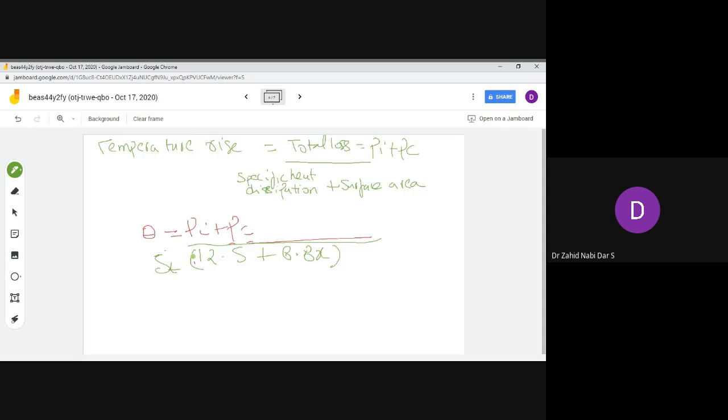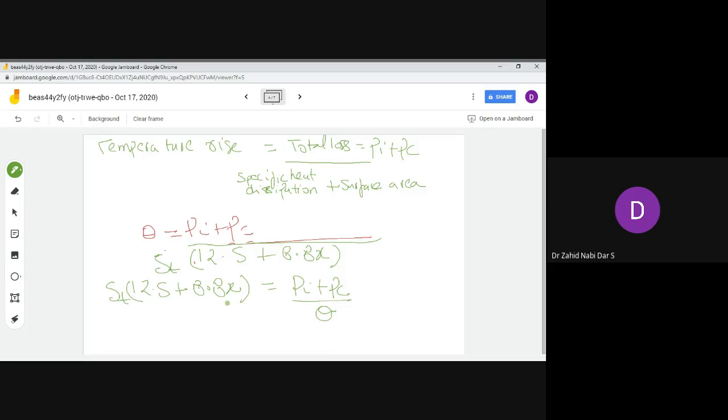From this combination, Pi plus Pc, 12.5 st plus 8.8 x times st, I can happily write 12.5 plus 8.8x, times st, is equal to Pi plus Pc divided by theta. So Pi plus Pc divided by theta.